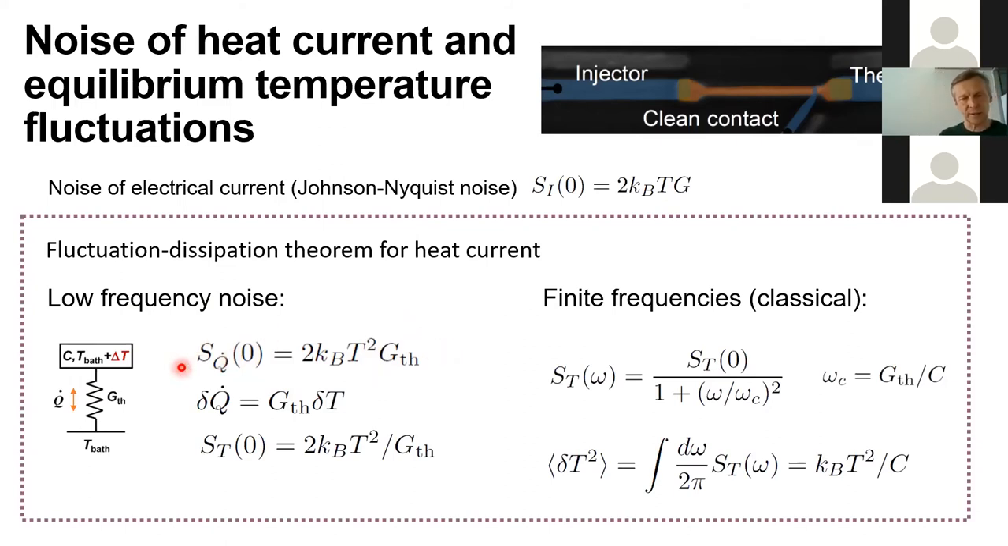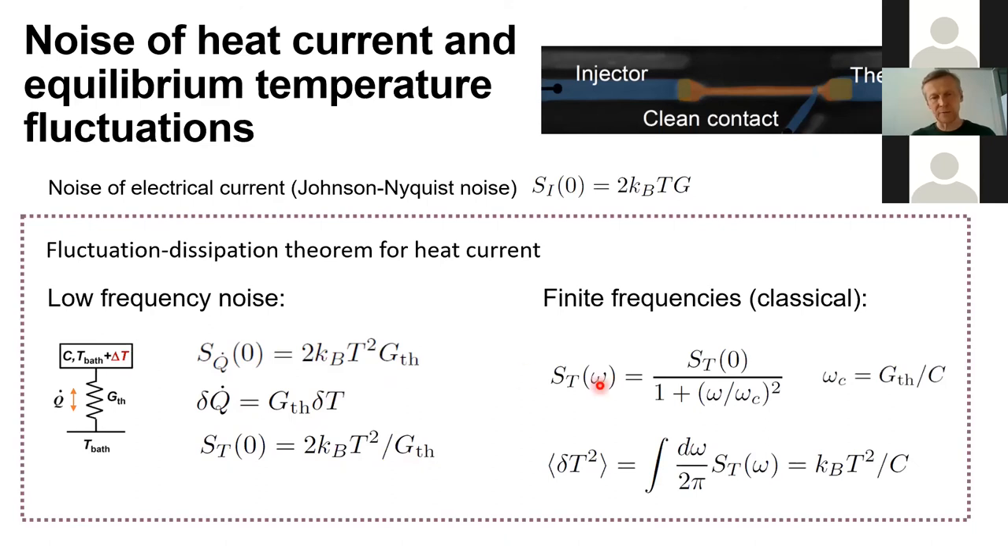So it's like the Johnson-Nyquist relation, but T is here to the second power because we are talking about energy instead of particles. And then we have the Ohm's law at low frequencies, because this is what we already are familiar with. And this means that the temperature of this small element will not be constant. It will have some RMS fluctuations, which are given by this spectral density at low frequencies. So it's increasing when the thermal conductance gets weaker.